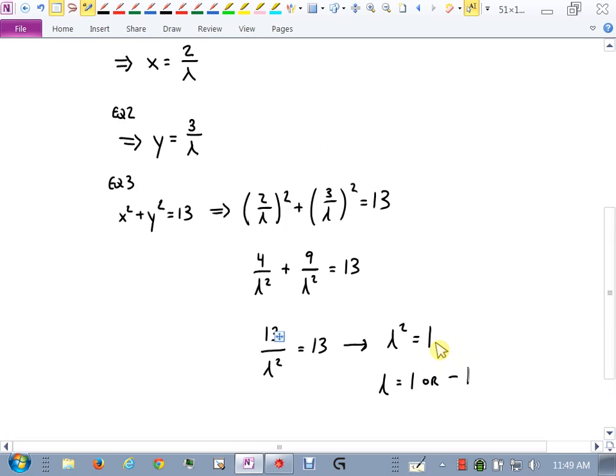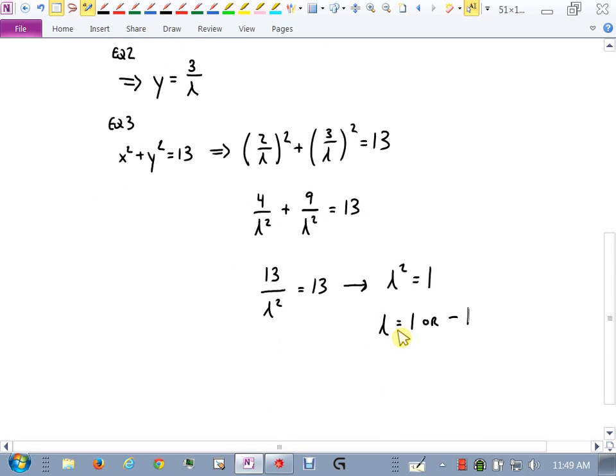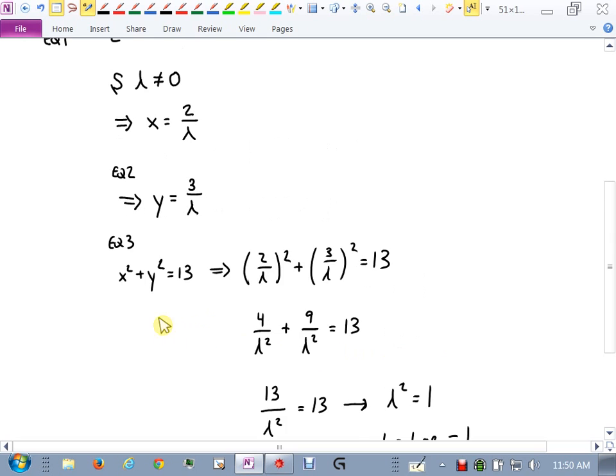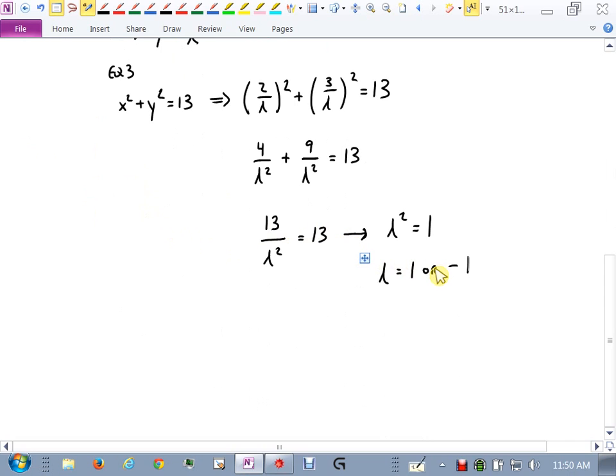Which is a good thing to conclude, right? Because I said lambda can't be 0, and at the end I'm saying lambda is 1 or negative 1. If at the end it said lambda has to be 0, I've got trouble. First I say lambda can't be 0, and at the end you get lambda 0. That's called a contradiction. So remember, we're looking for 3 things: x, y, lambda. All I've gained from all of this work so far is what lambda can be.